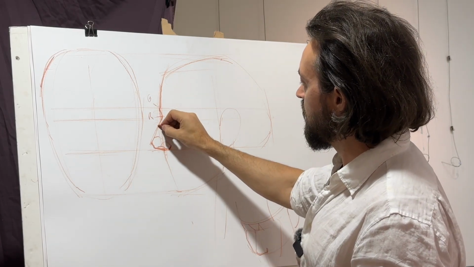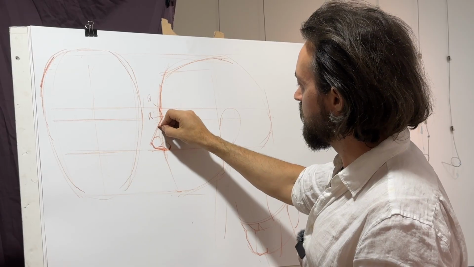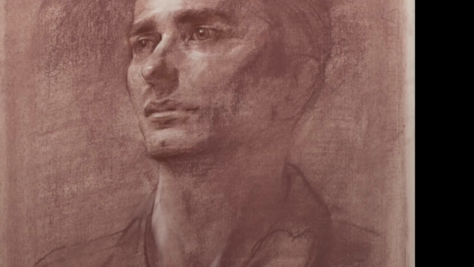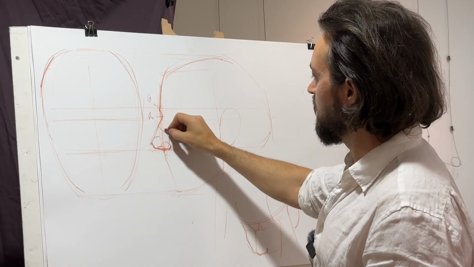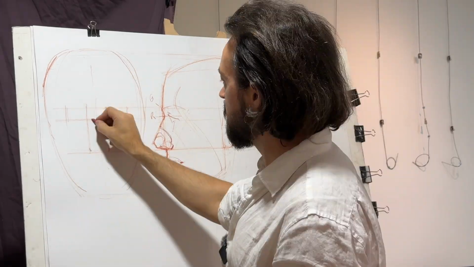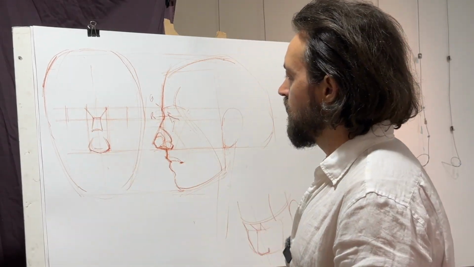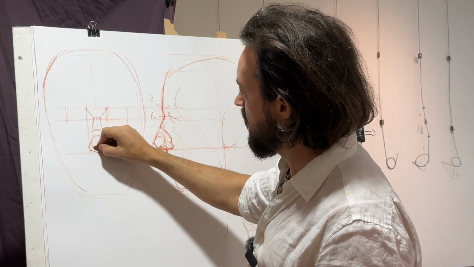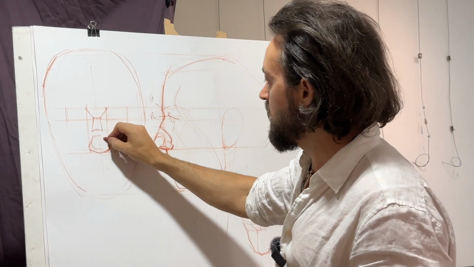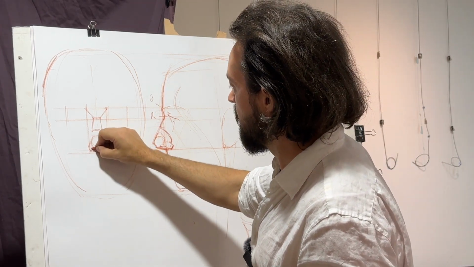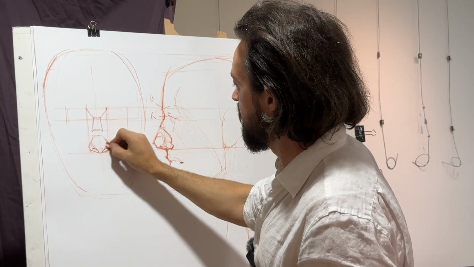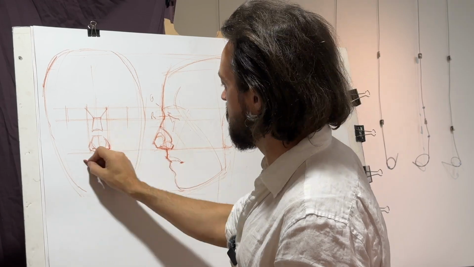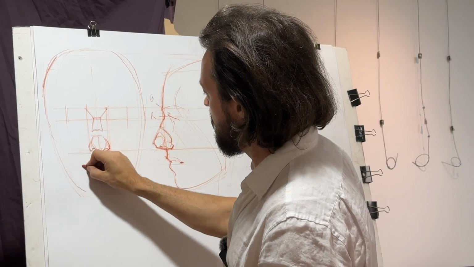Okay, the nasal bones, the actual bone, will be coming around like this. With all the rest of it, but we have this general sort of structure. And I'm often looking for where the cartilage finishes here and gives us that sort of shape.